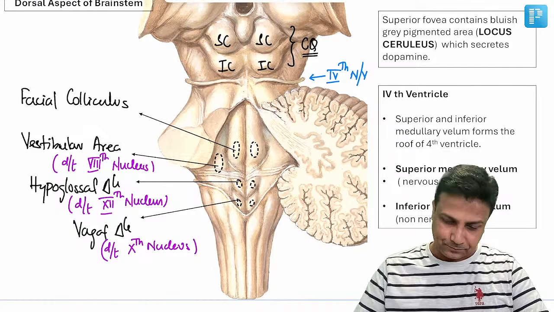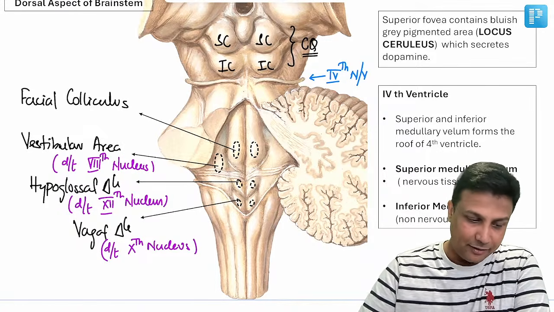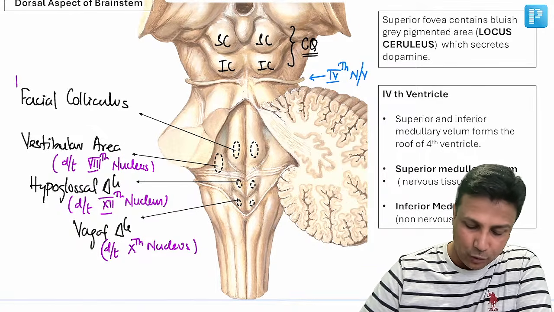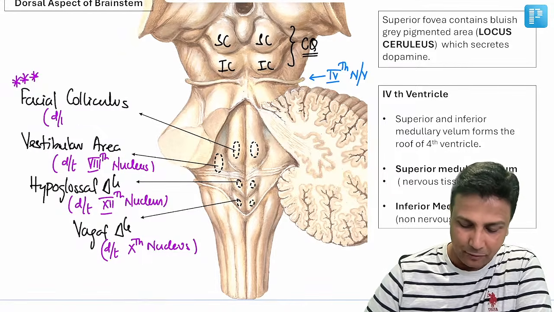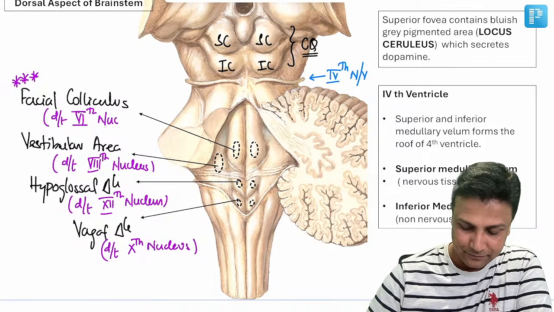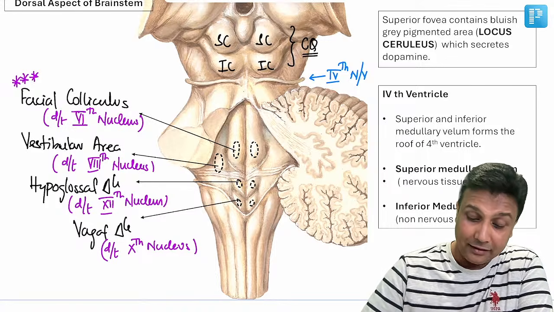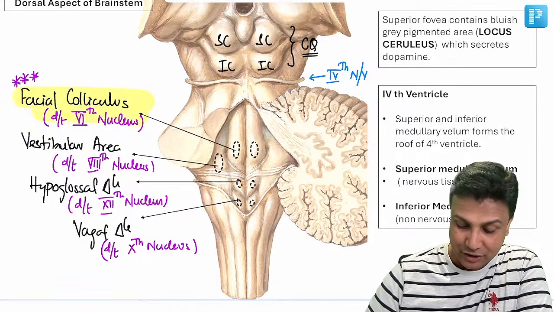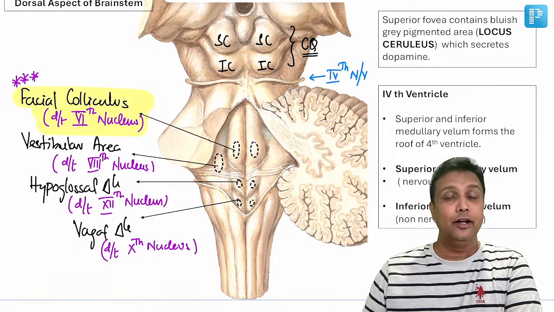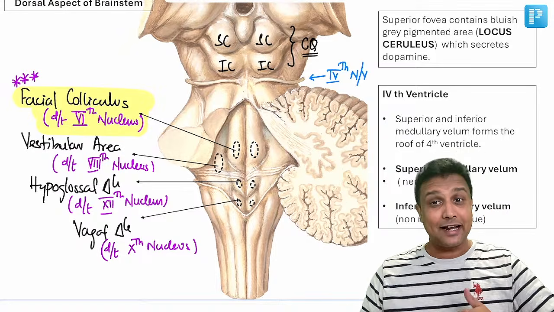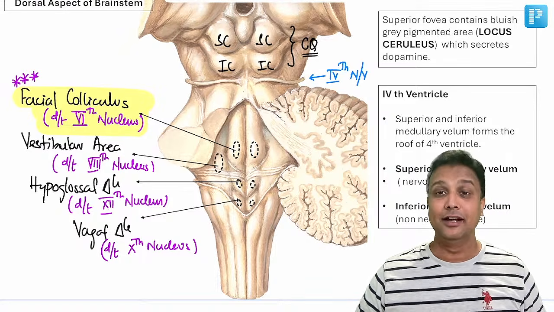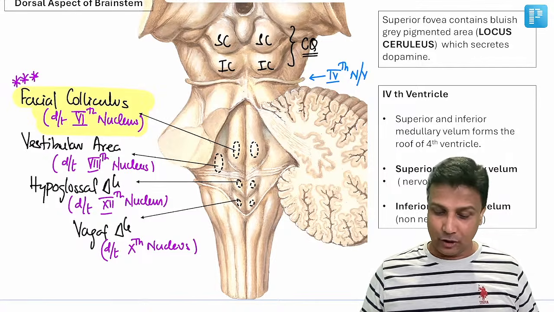Forget about that one. Now, in this diagram, my dear friend, the most important thing is the facial colliculus, and this is actually formed due to the sixth nucleus. And this is the thing for which I'm actually teaching you. This is important: the facial colliculus is not formed due to the facial nucleus. It is actually formed due to the abducens nucleus, the sixth nucleus, not the facial one.